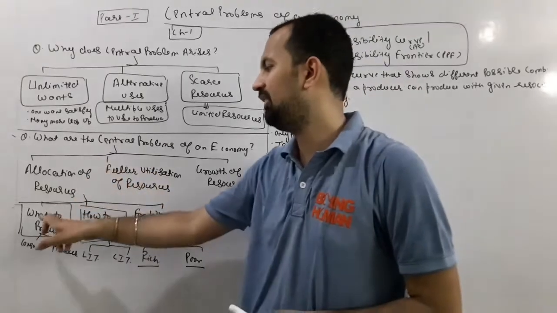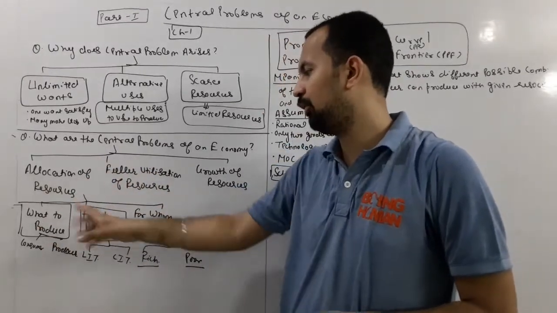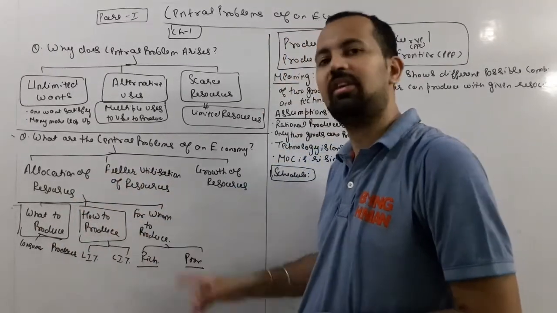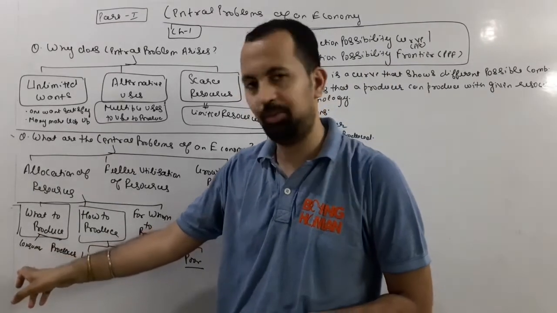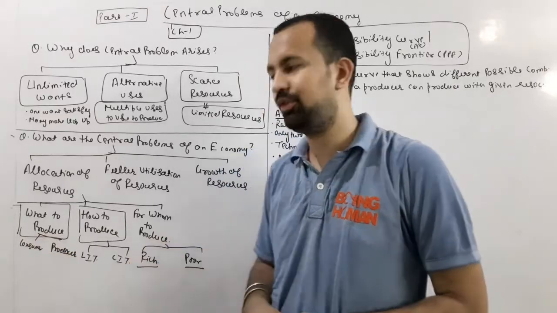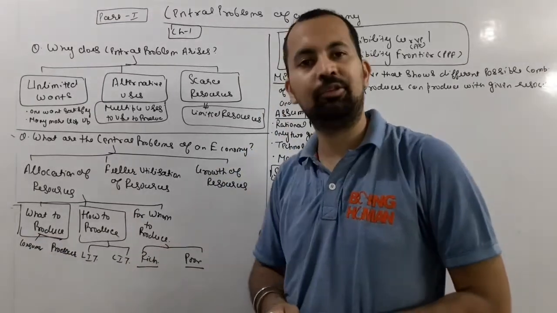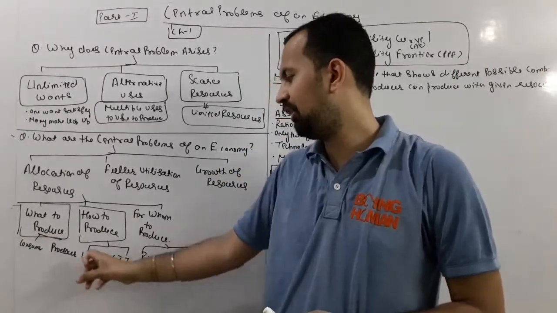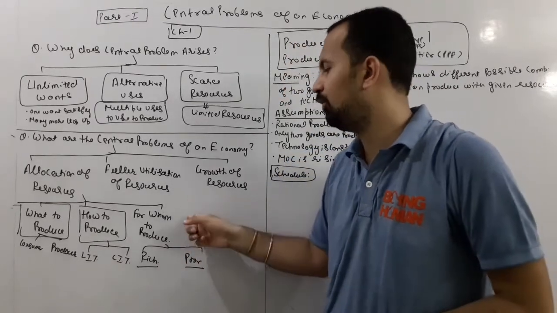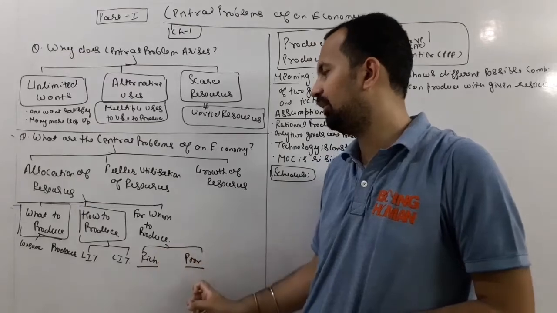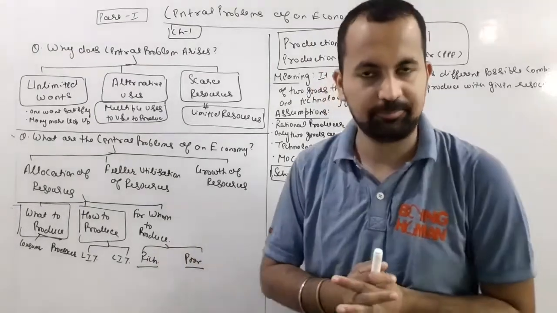And allocation can further be classified into three parts. One is what to produce. Next is how to produce. Next is for whom to produce. What to produce means whether we need to produce consumer goods or producer goods. How to produce means the method of production, that is labor intensive technology or capital intensive technology. For whom to produce means for whom we need to produce, that is for the rich section of the society or for the poor section of the society.